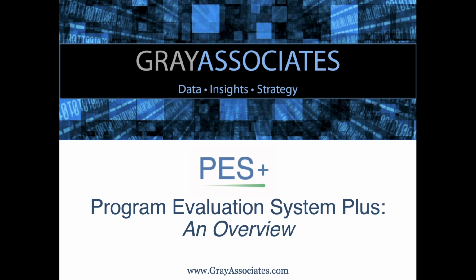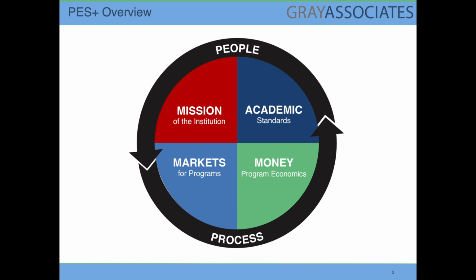First, let me give you a quick look at our process. So if you're seeing this video, it's likely that your institution is working with Gray. This wheel really brings to life how we work, and it all starts here with the mission. Only you can know about your institution's mission. And of course, in blue here, your academic standards. And where we come in is markets, and that's what PES Plus takes a close look at. So we'll get to that soon.